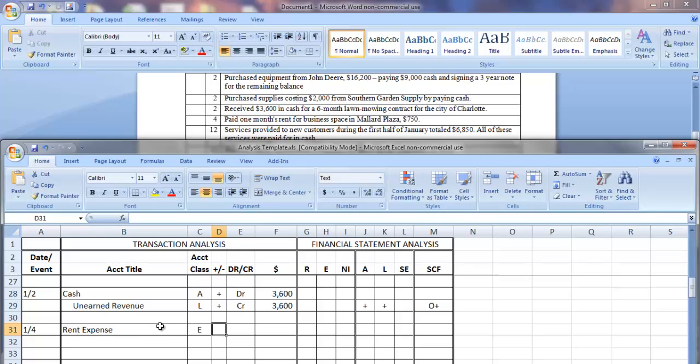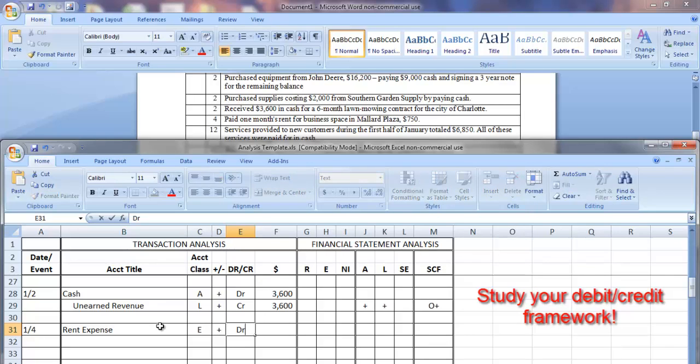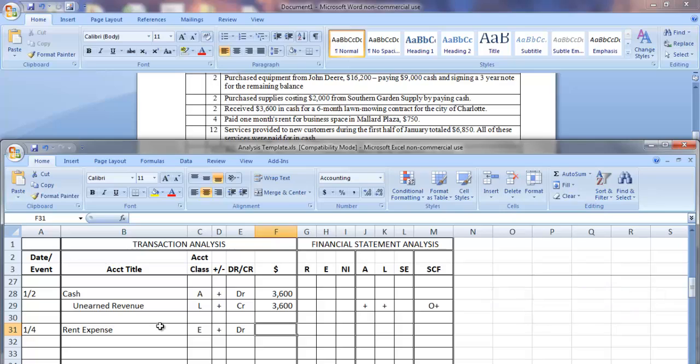Rent expense is an expense account. We increased the expense account to recognize the expense. This is one thing where students tend to struggle a little bit in the early going. We're not decreasing the rent expense, right? We're increasing it because we're recognizing a new expense. That's $750. We paid that in cash, so we're going to credit cash for the same $750.